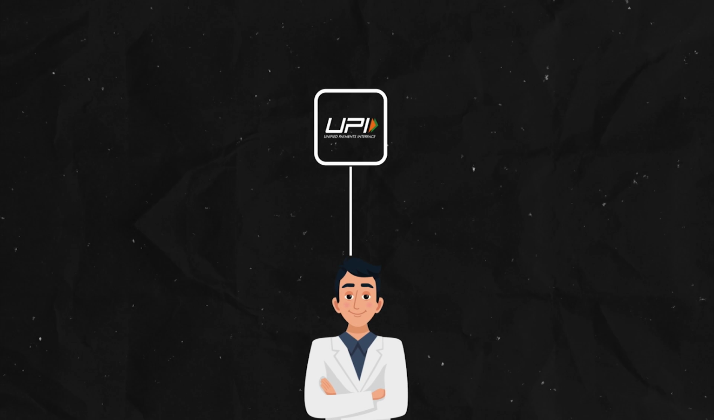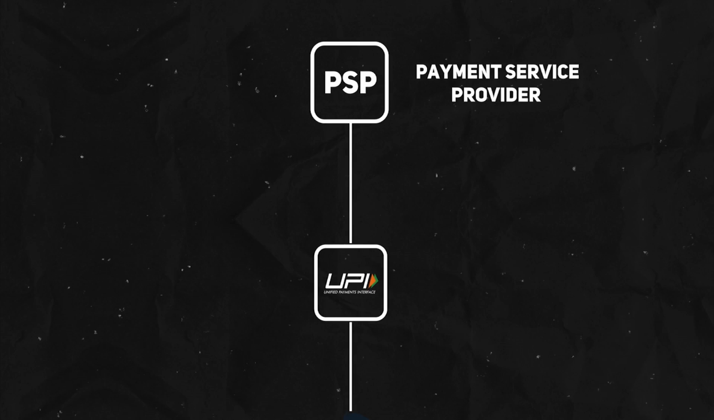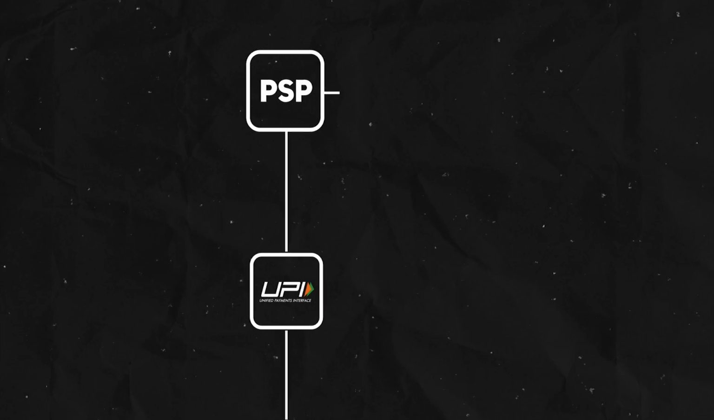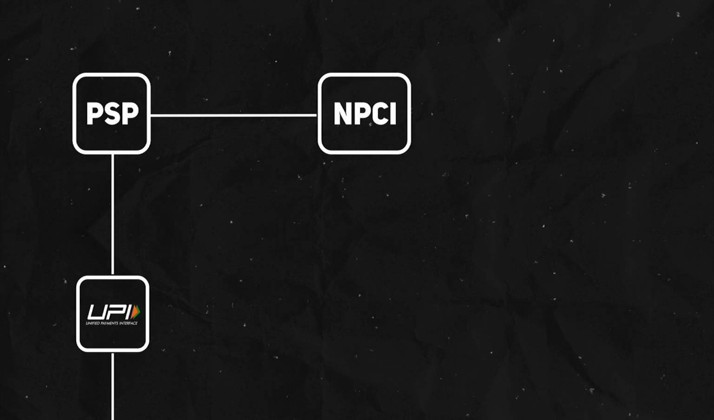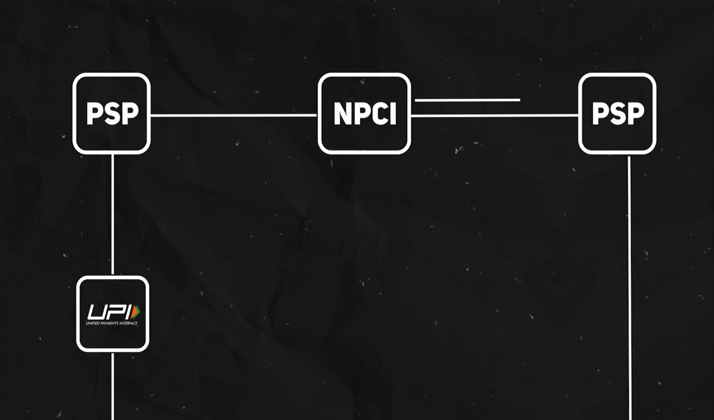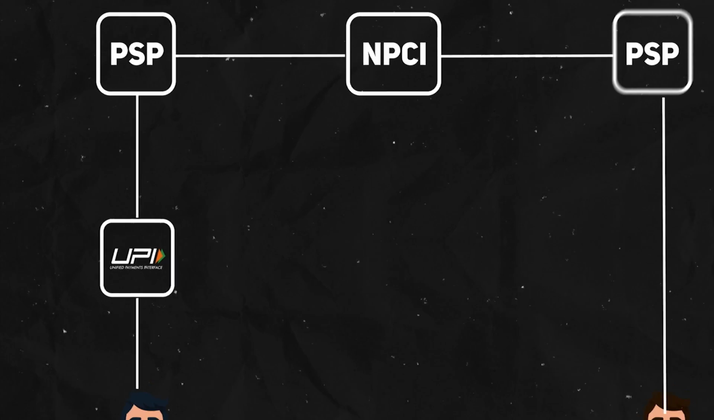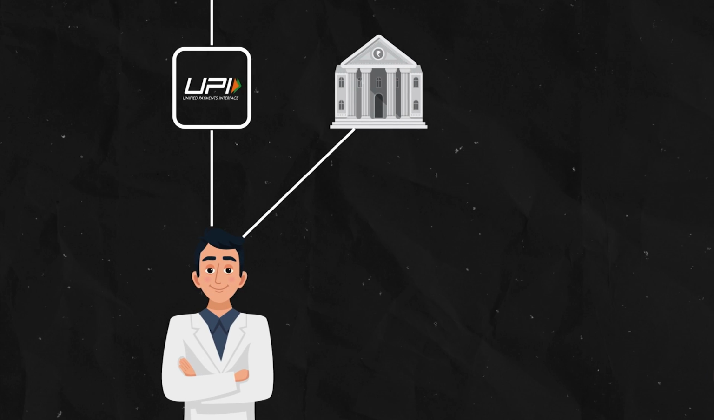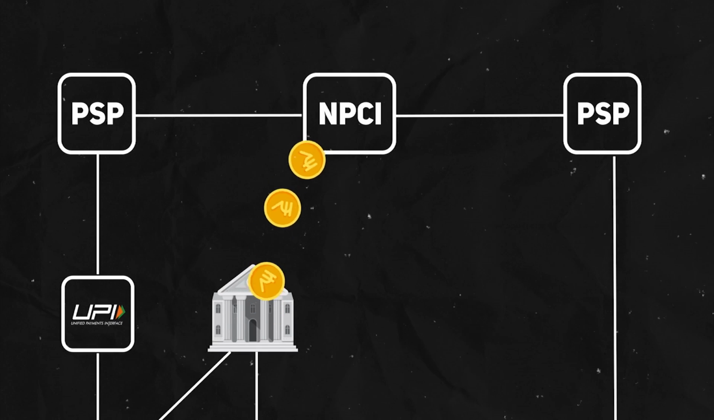This app will then send a payment creation intimation to the app payment service provider, also known as PSP. This PSP will send this intimation request to the NPCI network, which will in turn send it to Raju's PSP for authentication. And once NPCI receives authentication back from Raju's PSP, then the issuer bank, which is Vicky's bank, will debit his account and send a debit response to NPCI along with funds.